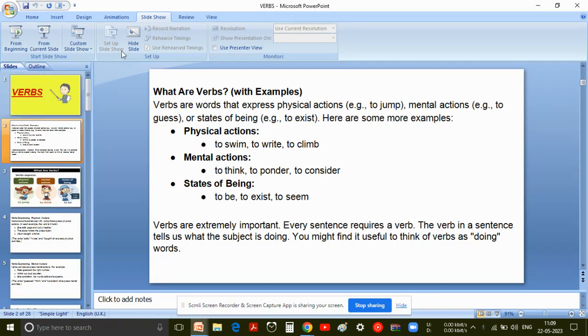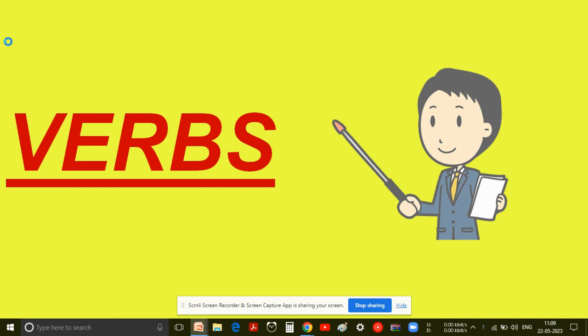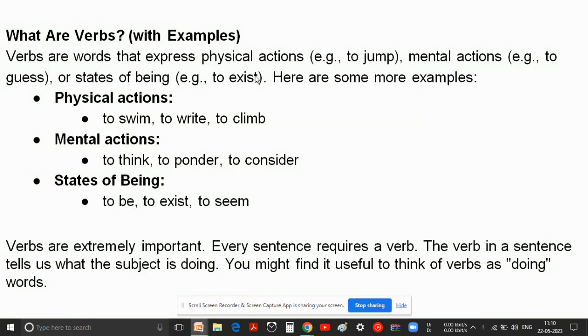Verbs are words that express physical actions, for example to jump, mental actions, for example to guess, or states of being, for example to exist. Here are some more examples. Physical actions: to swim, to ride, to climb. Mental actions: to think, to ponder, to consider. States of being: to be, to exist, and to see.